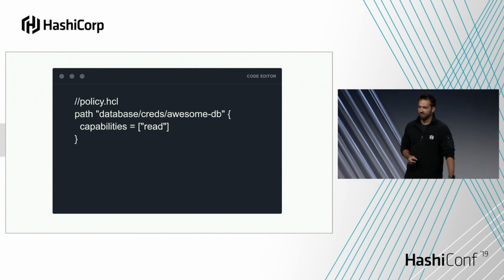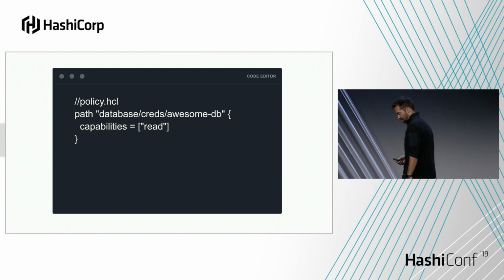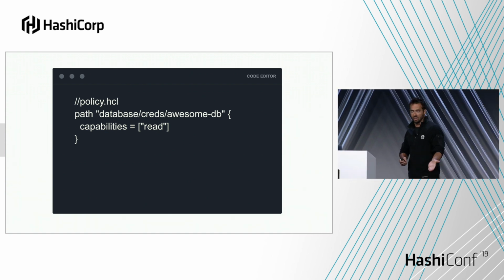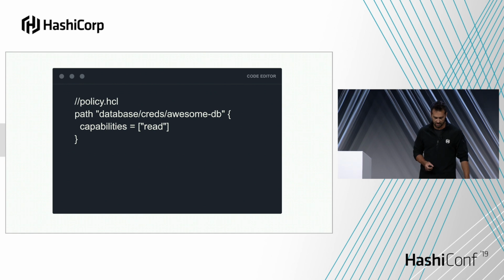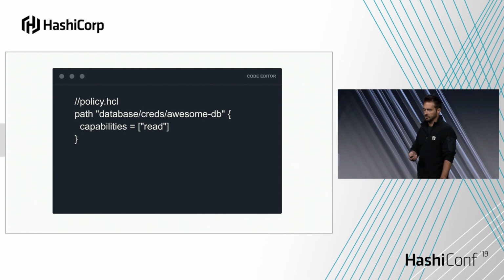So everything in Vault is path-based. So we see here the path is database creds awesomedb. That doesn't exist yet, but when it's a policy, that doesn't have to exist. You can write a policy like this. And everyone loves to write policies. So we will get to, actually I think I skipped over that part.